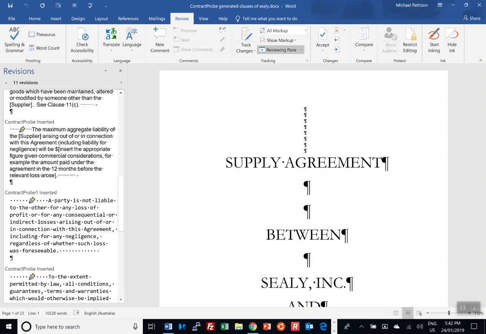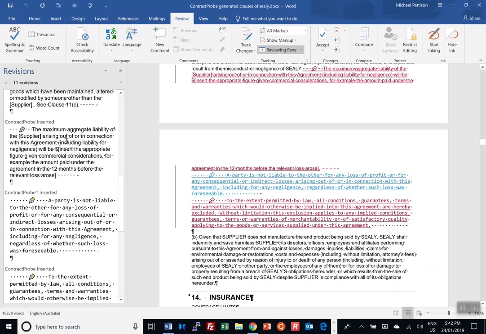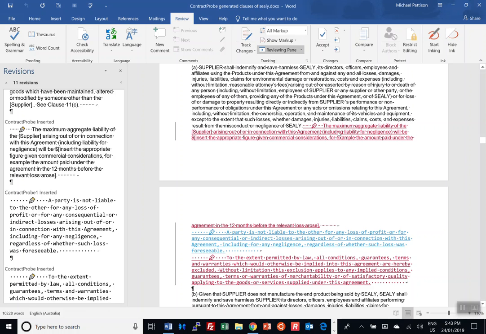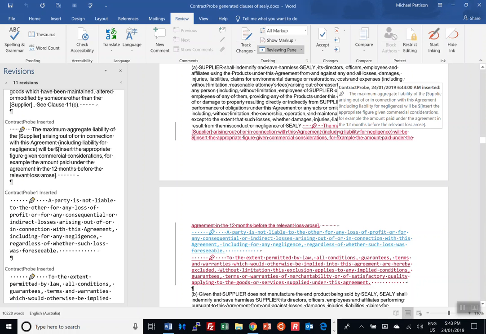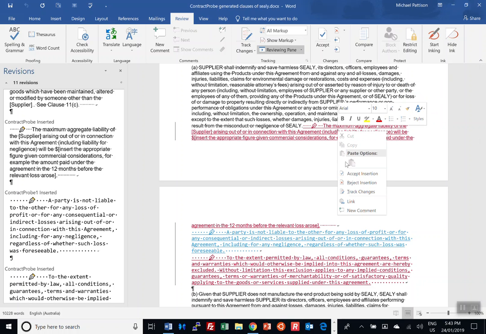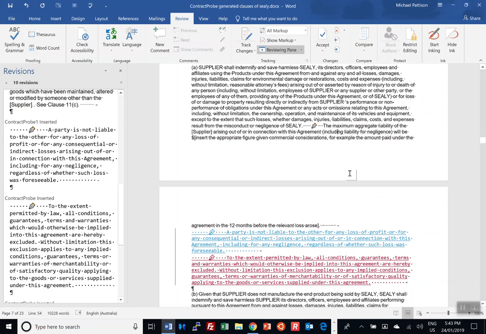So in this case, just to choose as an example, one of the clauses that was missing was a cap on liability clause. That drafting to deal with the absence of that important clause has now been included in the contract, and if the user wishes to continue and accept that drafting, the user will say simply accept insertion, and that drafting is now included in the contract.